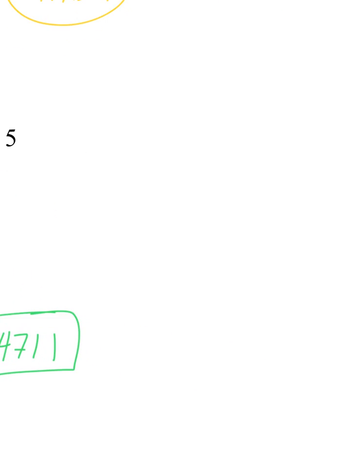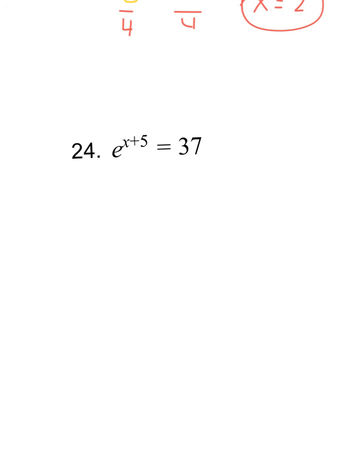And then to finish this out, the last question, e to the x plus 5 equals 37. All right, so let's take the log of both sides, or you can take the natural log. Since it's e, it might make it a little easier. But if you don't do it that way, I'll do it the harder way. I'll do log of both sides. So log of e to the x plus 5 equals log of 37.